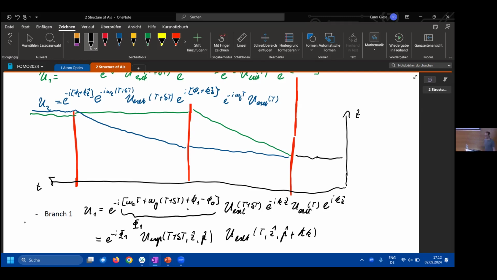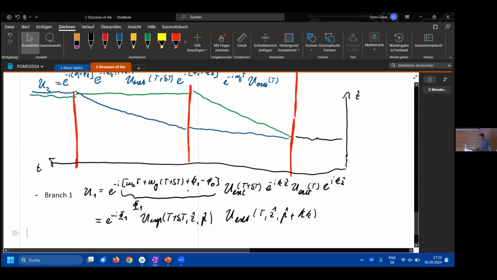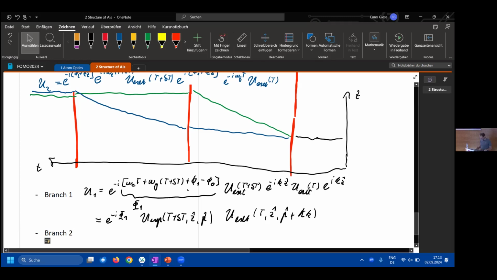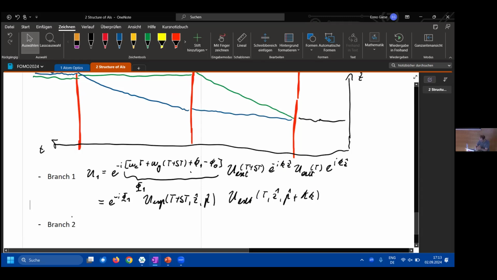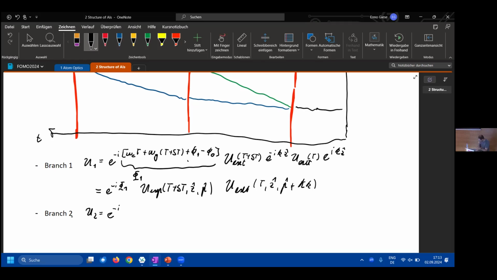Obvious, you know, it doesn't look surprising and nobody falls off the chair except for almost sleeping, but not because of surprise. Now, the same is true for branch 2. And then we are almost done. So U2 is now e to the minus i.